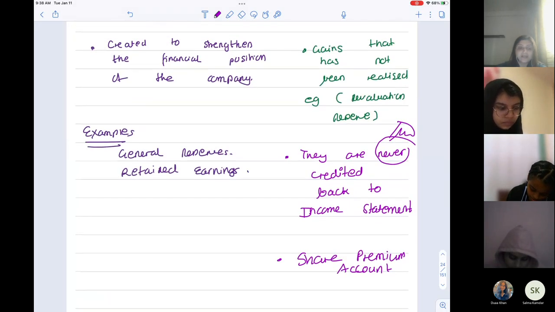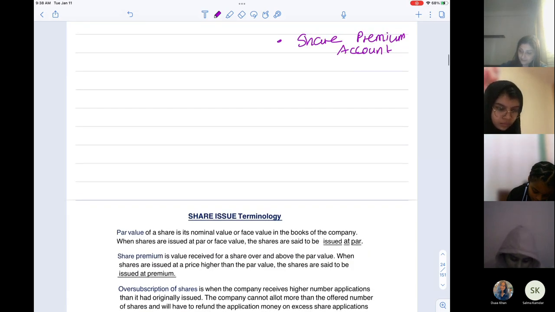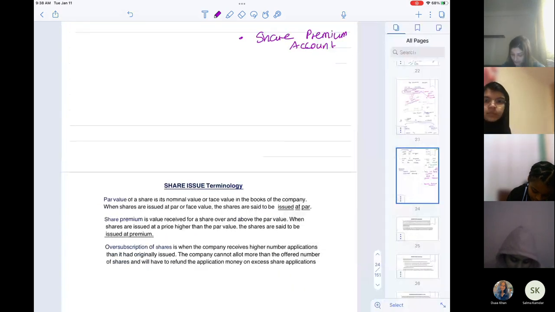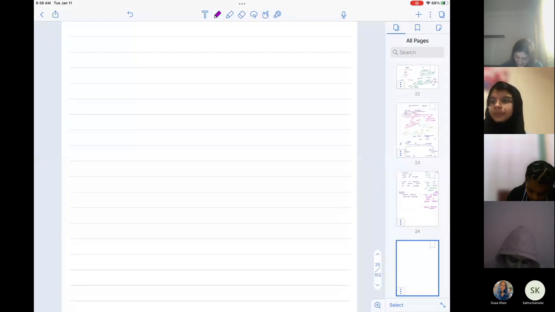Okay, now I'll give you a sum wherein I want you all to make the ledgers related to it and pass the journal entries. Let's see how much you all know now. And I need you all to make four ledgers. One bank account, one ordinary share capital account, one share premium account, and another preference share account.